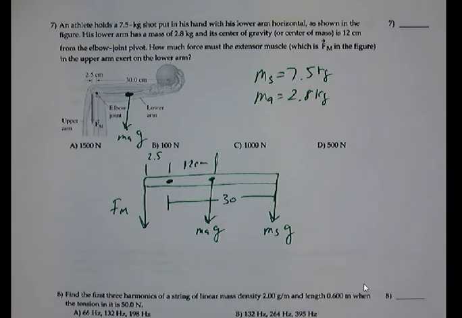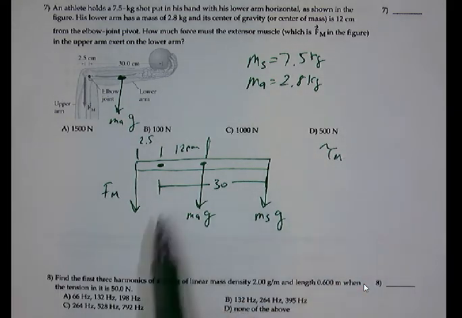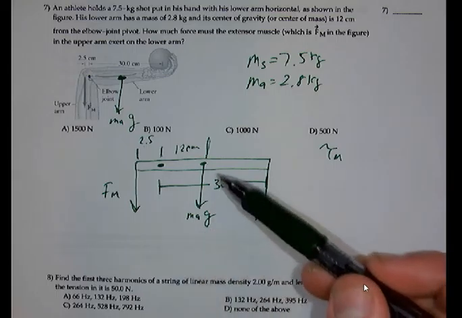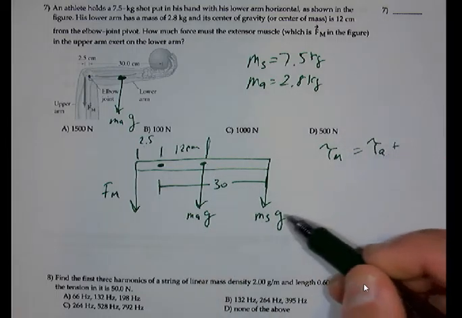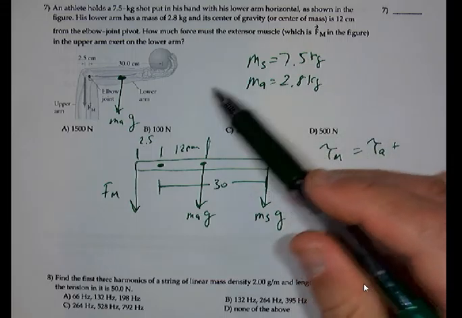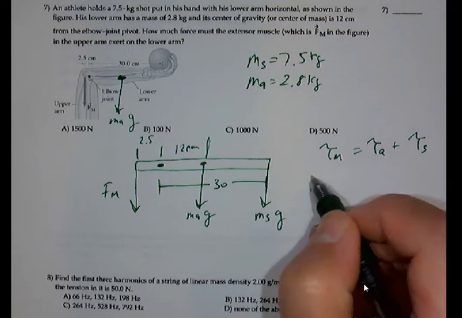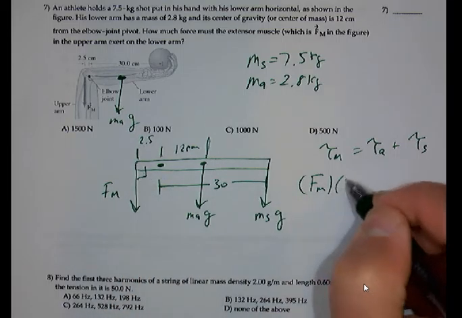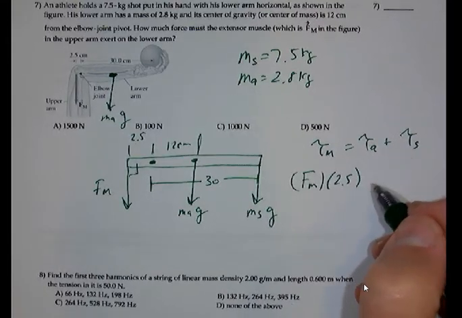So all these torques are balanced. The torque by the muscle is making it rotate this direction, counterclockwise. The torque by the arm is making it go the other way, and the torque by the shot put is making it go the other way. And they're balanced because it's not going anywhere. So this one would be force muscle, and it's perpendicular to the arm here, times 2.5, and all these are going to be in centimeters. I'm just keeping that in mind.